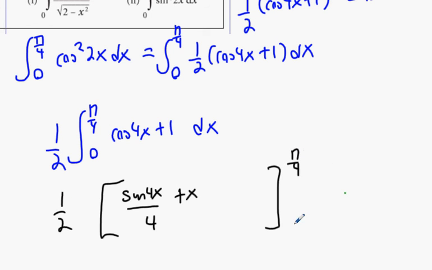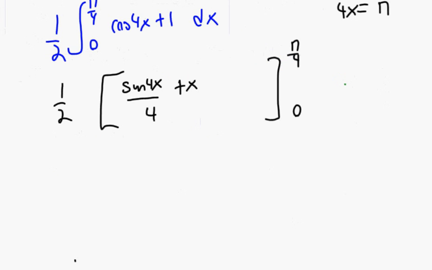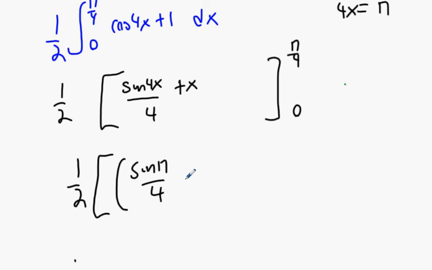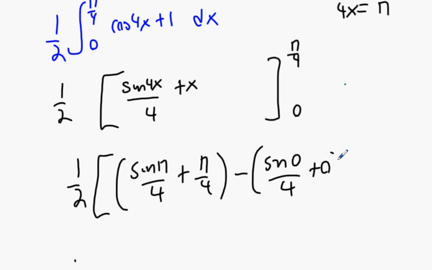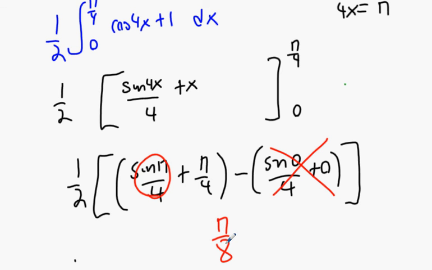Limits pi over 4 and 0. Now, if x equals pi over 4, 4x must equal pi. So it's a half, open brackets, sine pi over 4 plus pi over 4, minus sine 0 over 4 plus 0, close bracket. Okay, all of this here is 0. The second part, sine pi, 0. Half of pi over 4 is pi over 8. Is that right?